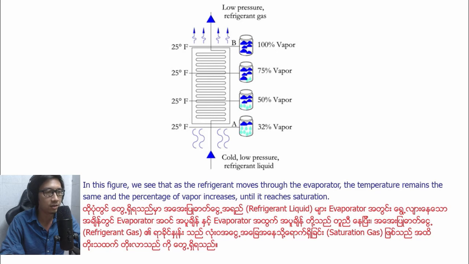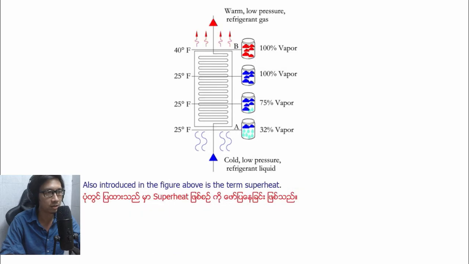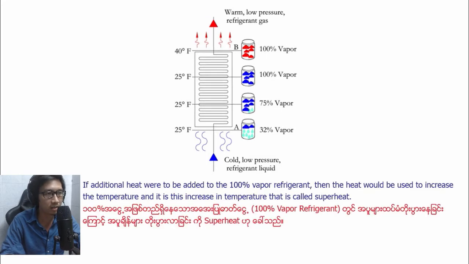In this figure, we see that as the refrigerant moves through the evaporator, the temperature remains the same, and the percent of vapor increases until it reaches saturation. Also introduced in the figure above is the term superheat. If additional heat were added to the 100% vapor refrigerant, then the heat will be used to increase the temperature, and it is this increase in temperature that is called superheat.